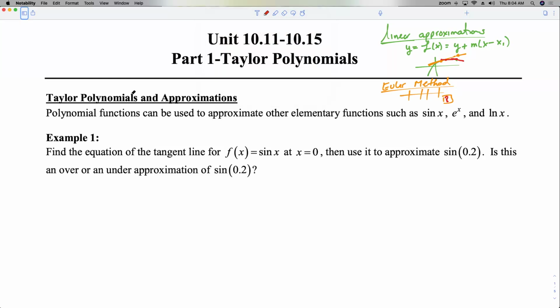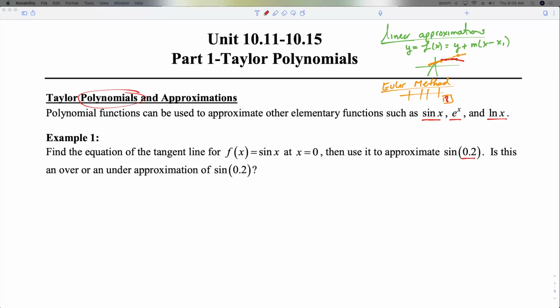So now what we're going to do is approximations with polynomials of whatever degree we want. Now we can go to infinite degrees, but of course, without a calculator, that's pointless. So Taylor polynomials and approximations. Polynomial functions can be used to approximate other elementary functions such as sine of x, e to the x, and ln of x. So if I told you to tell me what sine of 0.2 is, for example, without a calculator, you really can't do that without having a Taylor approximation.